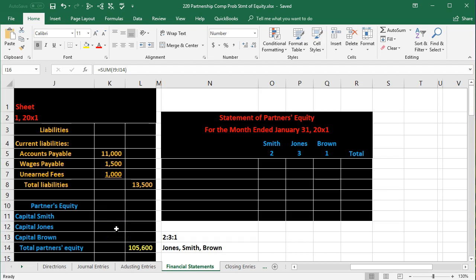In this presentation, we will continue on with the comprehensive partnership problem with the statement of partners' equity.